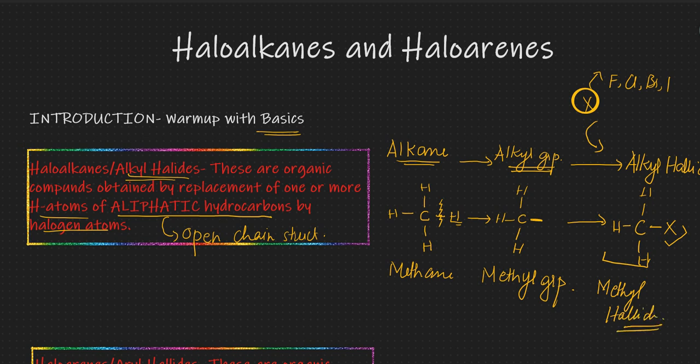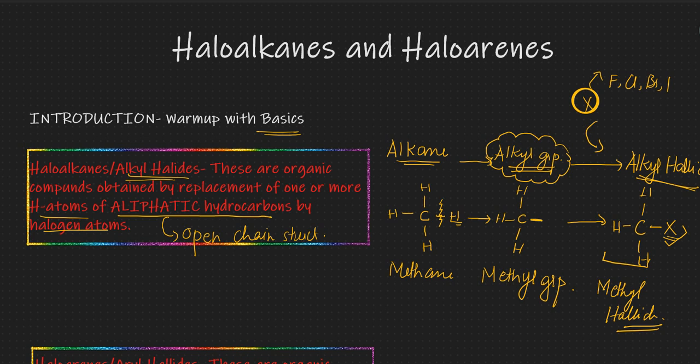This was your basic definition of a haloalkane, and that is why we also call it an alkyl halide. This was an alkane; we removed the hydrogen atom, it was converted into an alkyl group, and when we add a halogen atom to this alkyl group, it becomes an alkyl halide. That was the basic definition of haloalkanes. Now another thing to note in this definition is that this halogen atom is attached to a carbon atom.